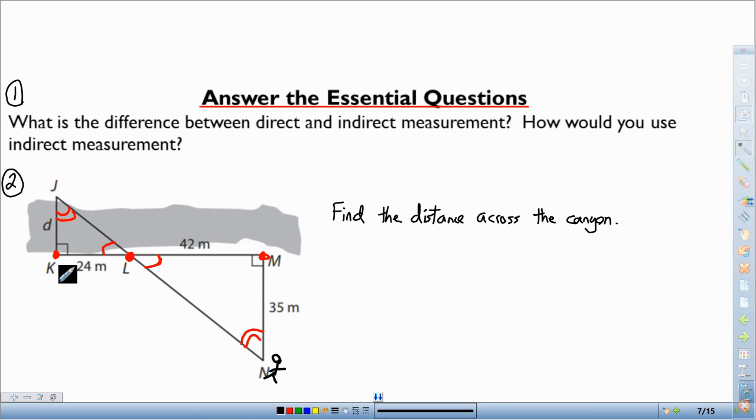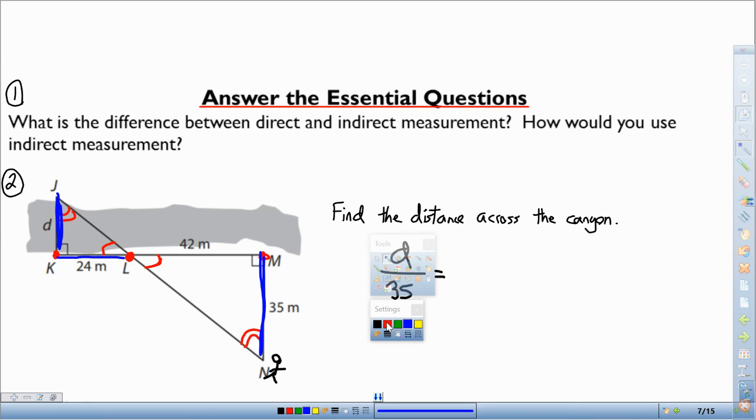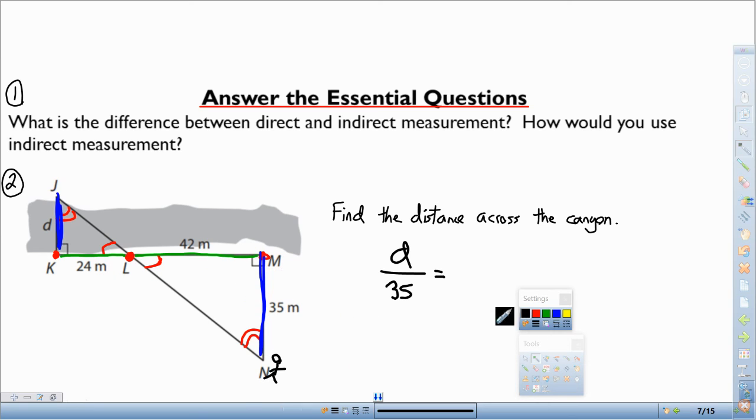Make sure you're making your ratios with the corresponding sides. Be careful with that. Try it out. So the distance across the canyon and the distance I'm away from the canyon would be corresponding sides. My first ratio, I'm going to do d over 35 and set that equal to the distance from this point to this point. I don't know how to describe that, but there's a point here where maybe we threw a rock down on the ground, and this is how far away that is and how far away we are. So there are our other corresponding sides, 24 over 42.